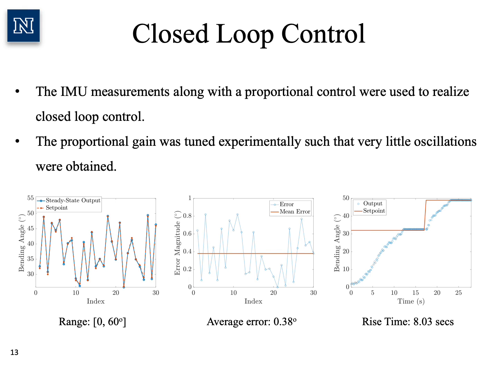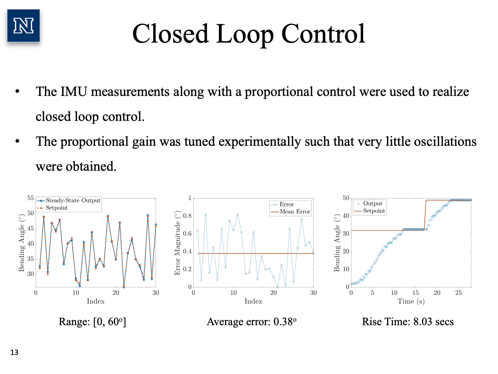To further enhance the control of the proposed manipulator, closed loop control was realized. The control was realized by utilizing the IMU measurements to compute the error between the desired and actual bending angle. A proportional controller was used to maintain simplicity and the gain was tuned experimentally such that very little oscillations were obtained. The results are presented in the figures.